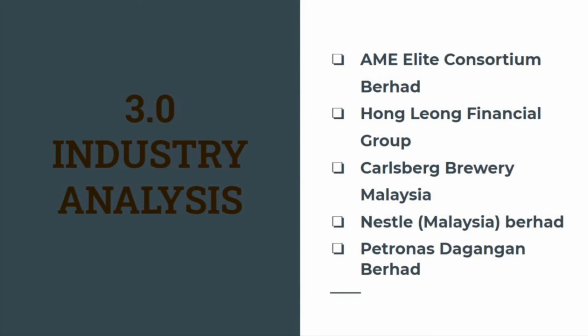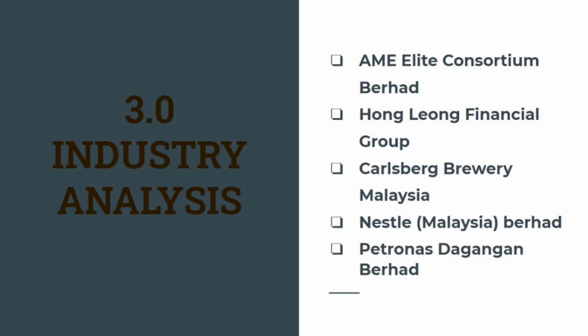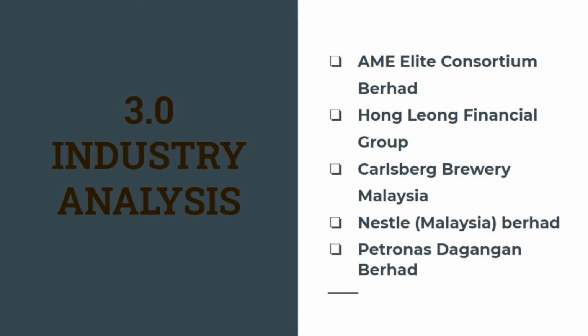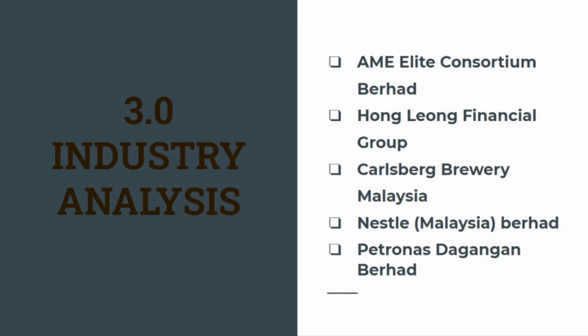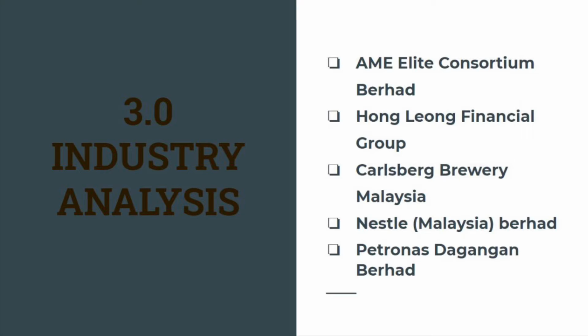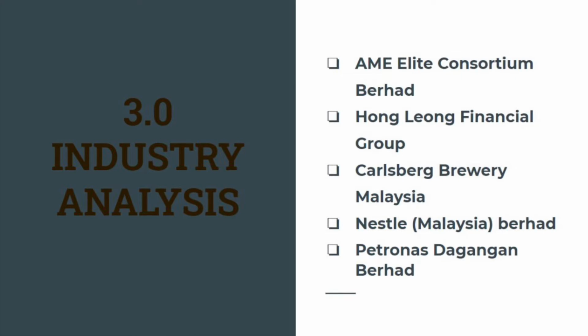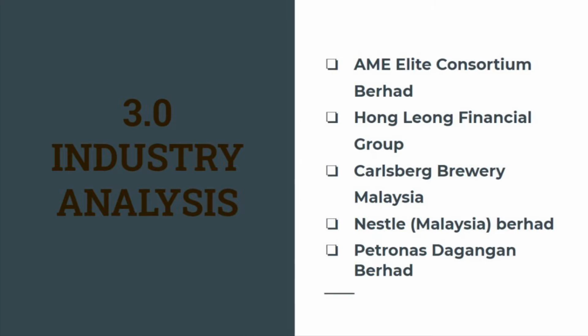For the next part of our group presentation, I will explain my part, which is 3.0 industry analysis. First of all, this industry analysis is mainly done for 5 companies of our choice. The first one is AME Elite Consortium Berhad. Second is Hong Leong Financial Group, then Carlsberg Brewery Malaysia, Nestle Malaysia Berhad, and the last one is Petronas Dagangan Berhad.